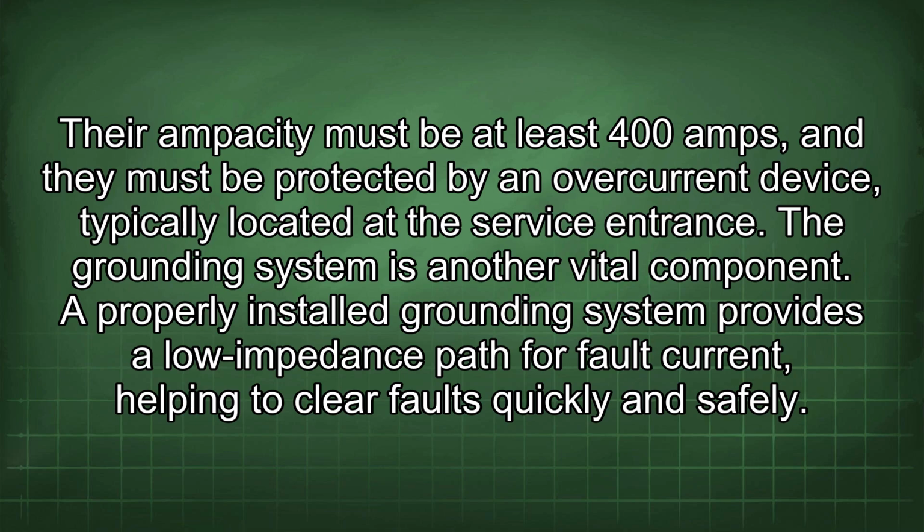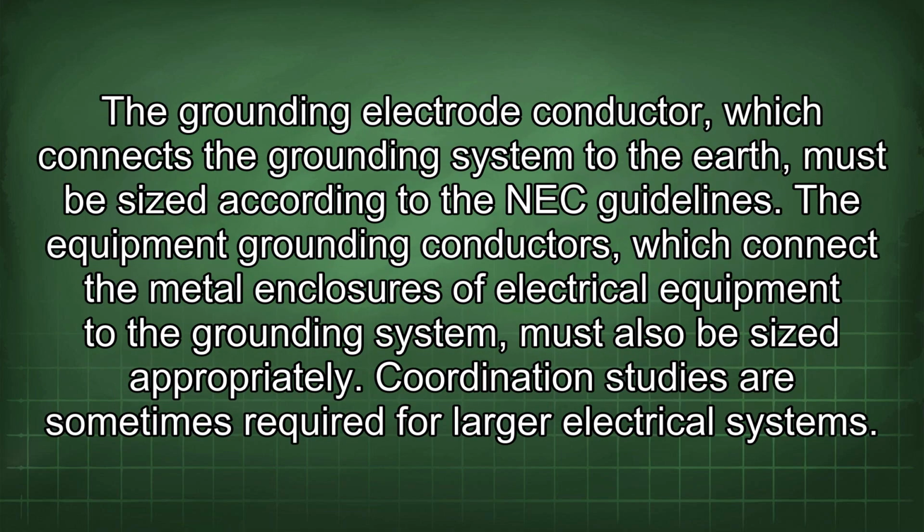The grounding system is another vital component. A properly installed grounding system provides a low impedance path for fault current, helping to clear faults quickly and safely. The grounding electrode conductor, which connects the grounding system to the earth, must be sized according to the NEC guidelines. The equipment grounding conductors, which connect the metal enclosures of electrical equipment to the grounding system, must also be sized appropriately.